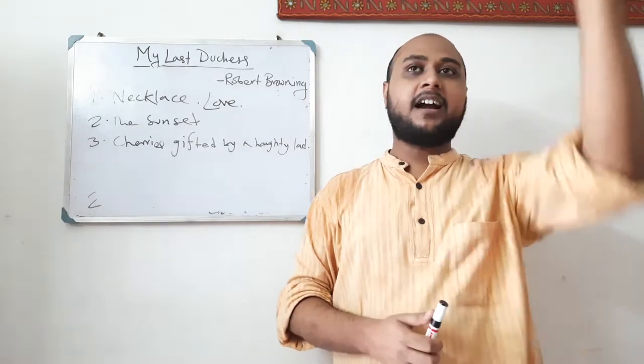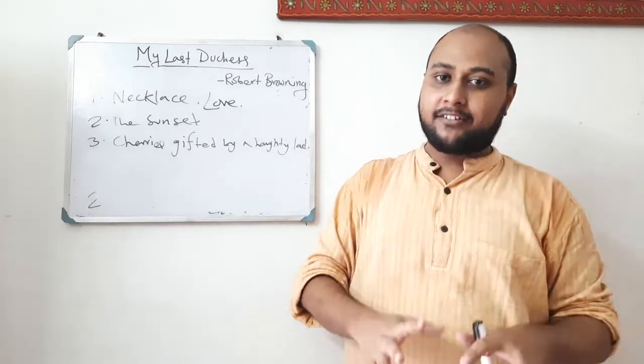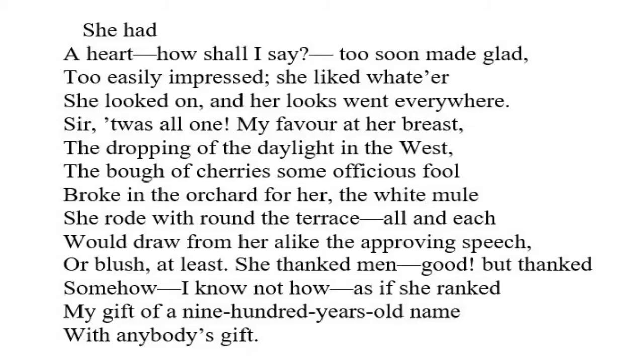Now see, these are reasons for a possessive person like the Duke to get angry. We can understand the Duke. So the dropping of the daylight in the west, the bough of cherries that some officious fool broke in the orchard for her. So the officious fool didn't just come in the usual way but broke in, because he's not allowed to come in, right? The orchard, that is the garden of the Duke. So he's not allowed to come in the garden of the Duke, so he broke into the garden and he gifted it, and she was happy. I mean, the Duke would definitely get angry, come on.